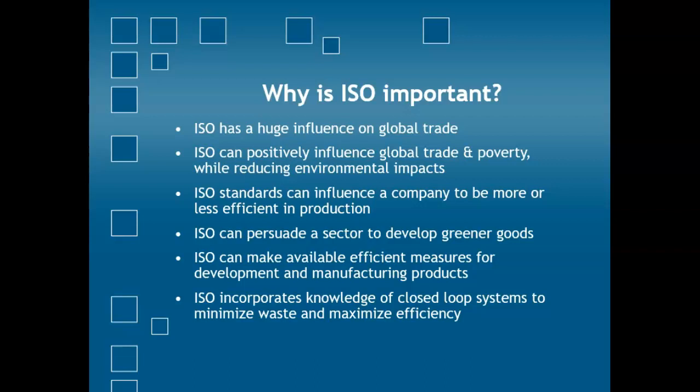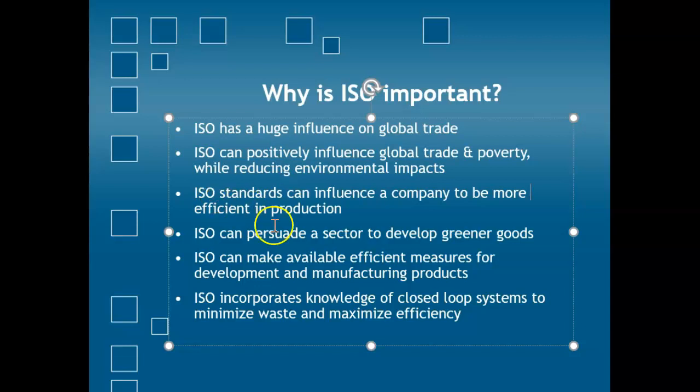So, why is ISO important? Well, you probably have picked up on this already, but it has a huge influence on global trade, and it can positively influence global trade in reducing poverty and reducing environmental impacts. More about the poverty thing a little bit later. And the ISO standards then influence a company to be more efficient in production. ISO can persuade a sector to develop greener goods, so it's an incentive.